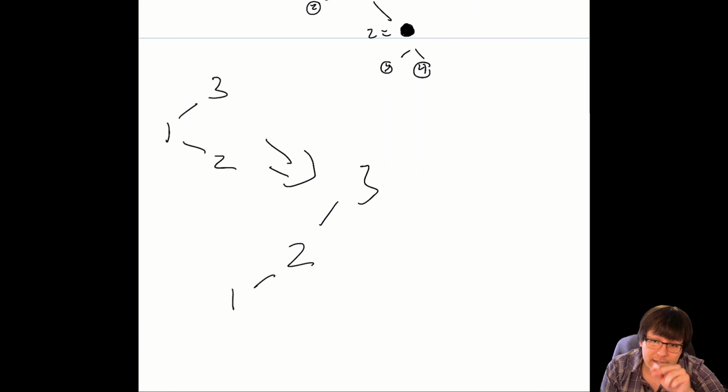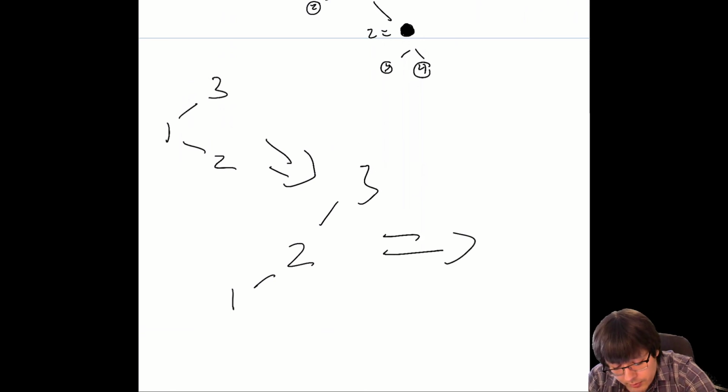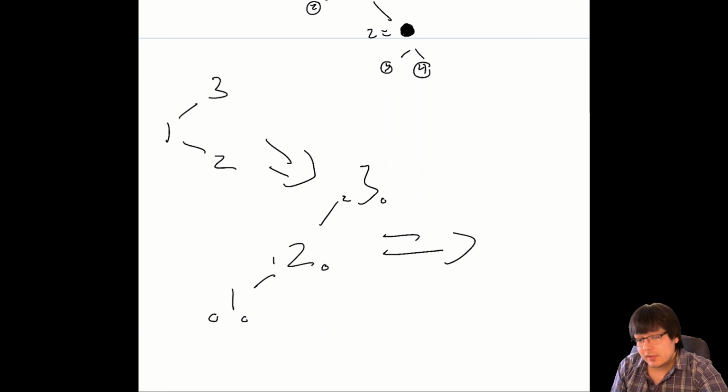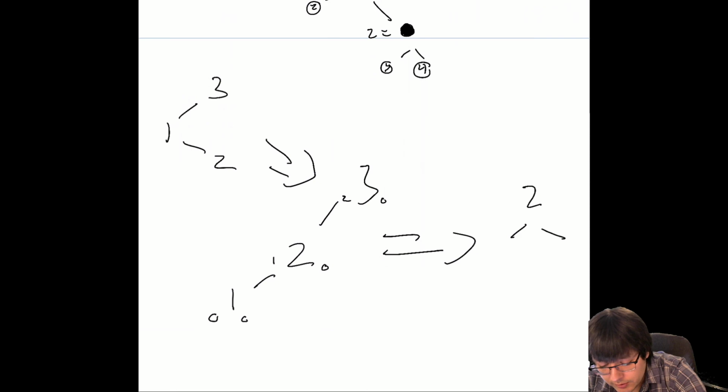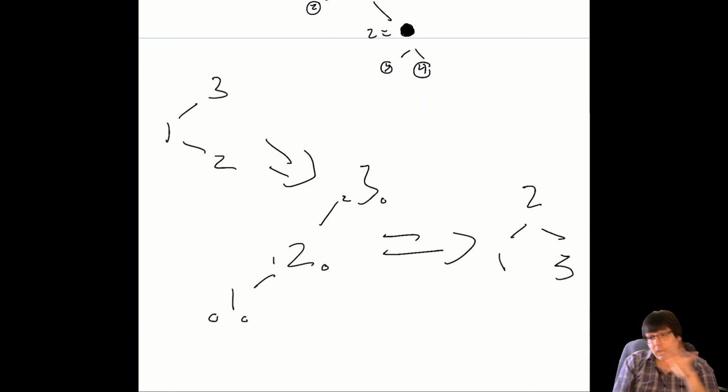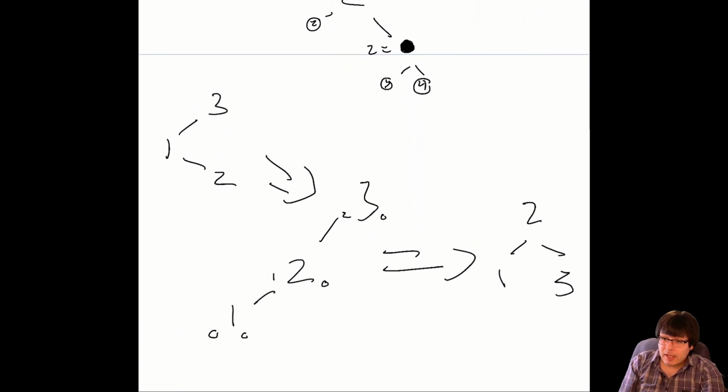Because now that we have it like that, we recompute our weights. We see that it's unbalanced. But now, as you can see, when we perform the right rotation, it's going to be balanced. So that solves that weird scenario that we just had.